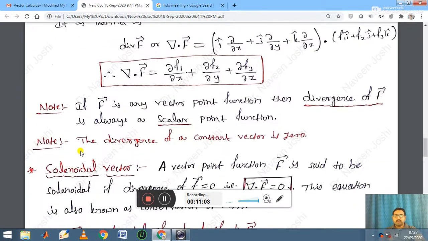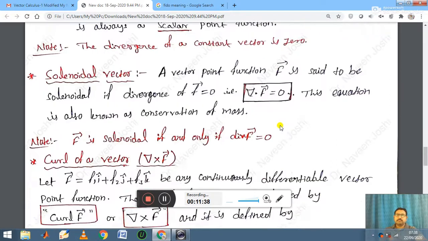Here you go with the note. If f bar is any vector point function, then the divergence of f is always a scalar point function. Remember, when you find a dot product, the dot product of two vectors gives a scalar, that is nothing but a number. Here also the divergence of the vector gives a scalar point function, meaning we are getting some numbers. Then note: the divergence of a constant vector is 0.